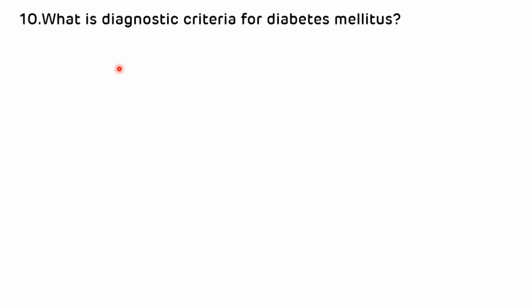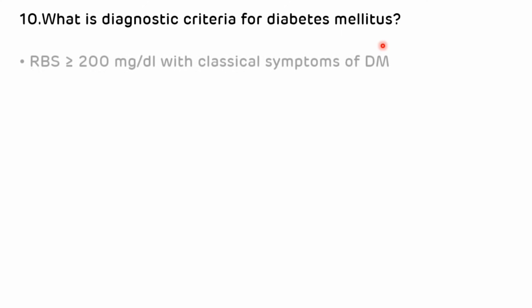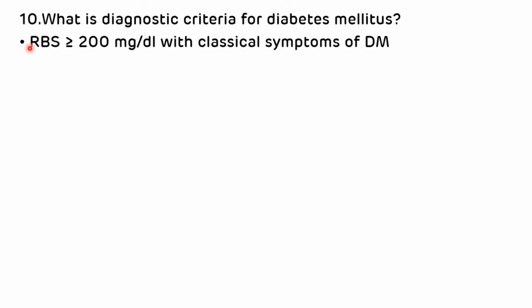Another question is, what is the diagnostic criteria for diabetes mellitus? The diagnostic criteria laid down by the American Diabetic Association is: if the RBS, random blood sugar value, is greater than or equal to 200 milligram per deciliter with classical symptoms of diabetes mellitus, that is polyuria, polyphagia, and polydipsia.